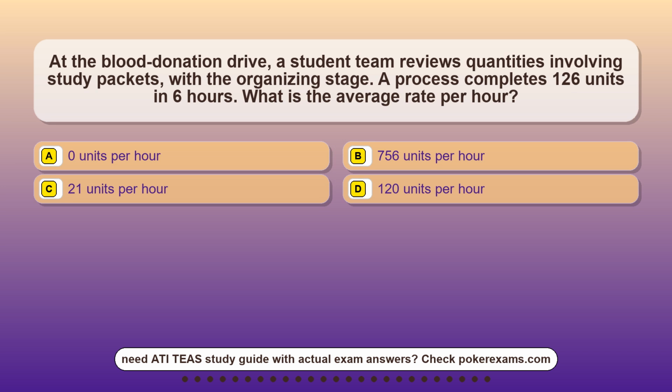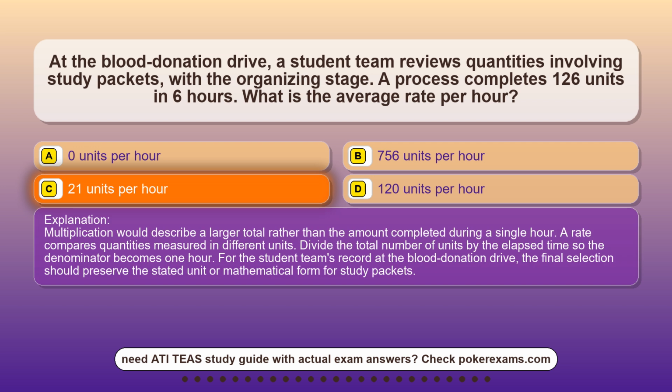Question 2. At the blood donation drive, a student team reviews quantities involving study packets with the organizing stage. A process completes 126 units in 6 hours. What is the average rate per hour? Option A is 0 units per hour. Option B is 756 units per hour. Option C is 21 units per hour. Option D, 120 units per hour. The correct answer is option C, 21 units per hour.